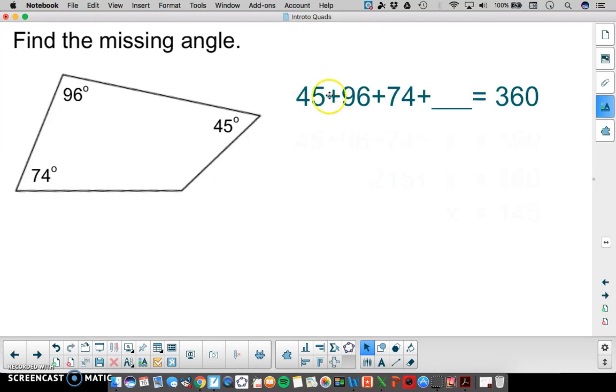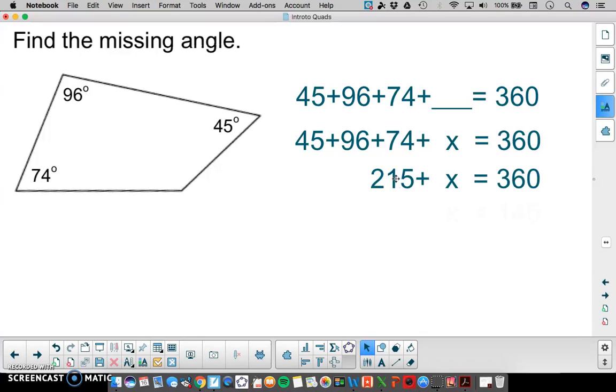So I can set up an equation where I know 45 plus 96 plus 74 plus the blank angle that we don't know is equal to 360 degrees. Well, we can let that blank be a variable, x, and we want to solve for that variable. So add up the ones we know on that left-hand side and we get 215. Then subtract 215 from 360, and so that missing angle is 145 degrees.